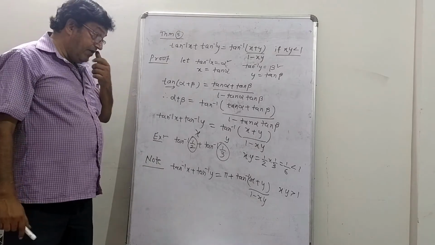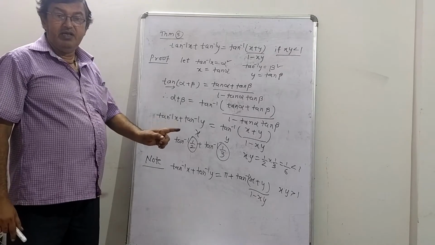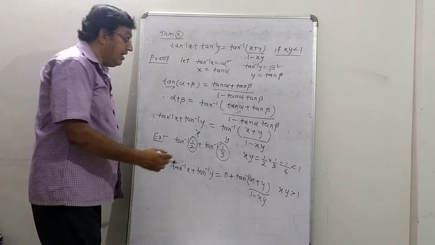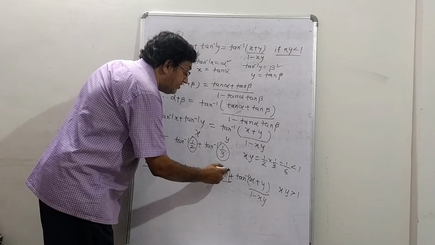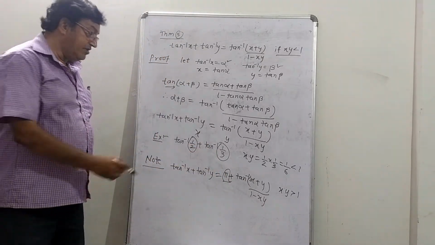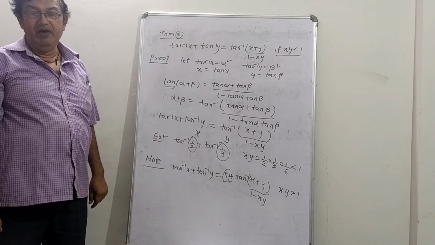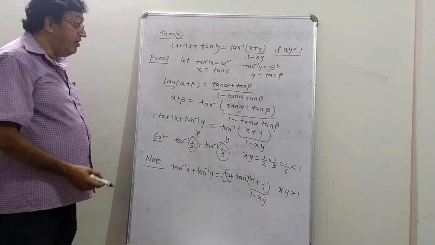That is, if x into y is greater than 1, it is not only tan inverse of (x plus y) upon (1 minus xy), it is pi plus, using the theorem of the previous part, pi plus tan inverse of (x plus y) divided by (1 minus xy). Then when to make use of it?